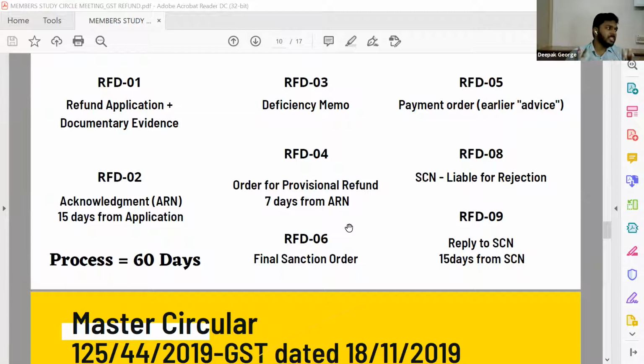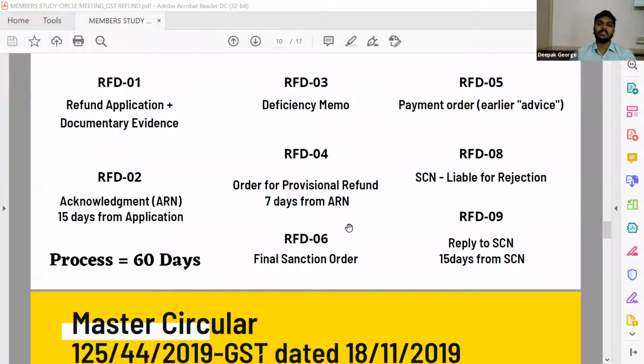Finally, when the officer is irritated, the officer will issue a show cause notice saying that the SSC's refund amount is liable for rejection. Please show cause as to why this amount is not liable to be rejected. And that is an RFP 08.